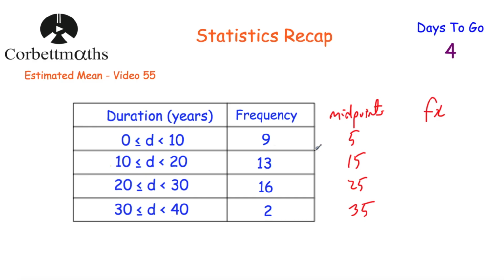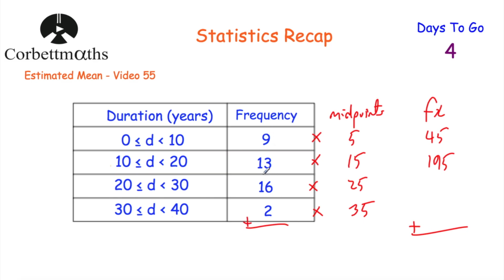So there are midpoints. And remember, for the mean, we would want to add up all our values and divide by the number of values. So what we're going to do is we're going to multiply the frequencies by the midpoints to find our estimate for the grand totals for each of the categories, to find our fx column. So we just multiply the midpoints by the frequency, so 45, 195, and so on. We then add up the fx column to get our estimate for the grand total, and then we add up our frequency to find out how many people there were.